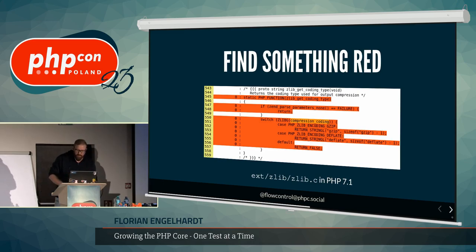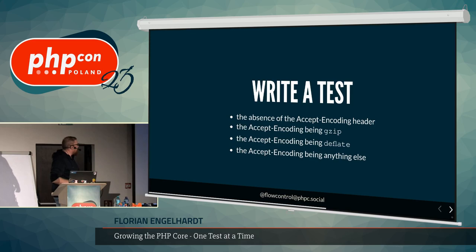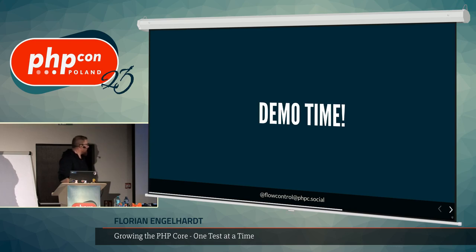So next thing is I wanted to find out what test cases I need to build for all of this to work here. And the thing is, we need to write a test for the absence of the accept encoding. When the accept encoding header is not set, the function should return false. When it's set to gzip or deflate, it should return the one or the other. And when it's set to anything else, it should also return false. And we need to react to the zlib output compression INI setting. And I would say, let's get our hands dirty on some source code.